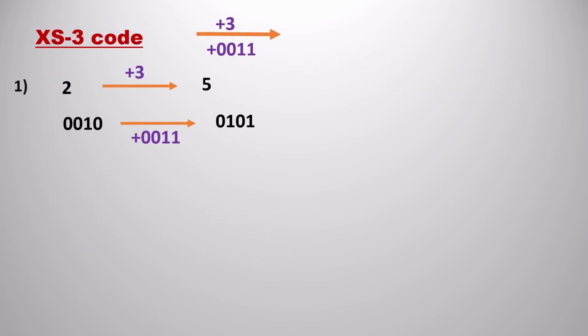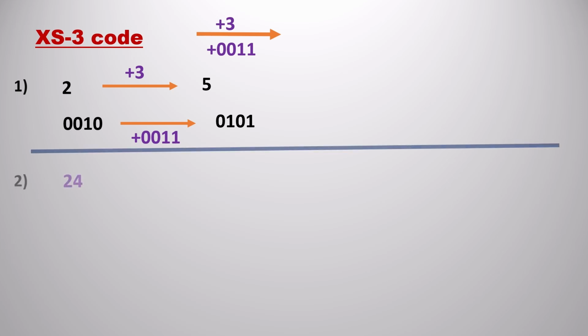Let's start the addition process. So how to get XS3 code or XS3 output? Let's start with the first example, that is if you are going to add a normal single decimal 2 to 3, we are going to get 5, that is XS3. So why is this known as XS3? Because the output is in excess of 3, so that is known as XS3. Similarly, if you convert 2 to binary, that is 0 0 1 0. If you add 3 in binary, that is 0 0 1 1, we are going to get 5 as output, that is 0 1 0 1.